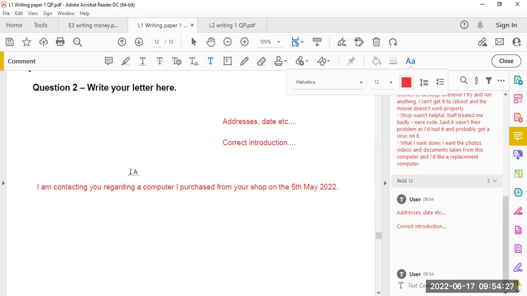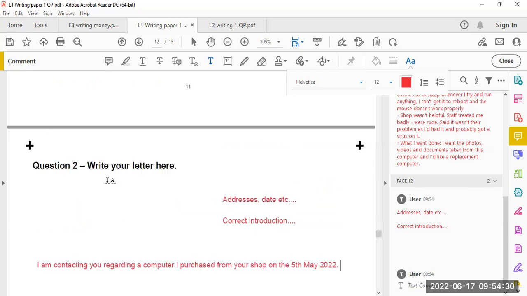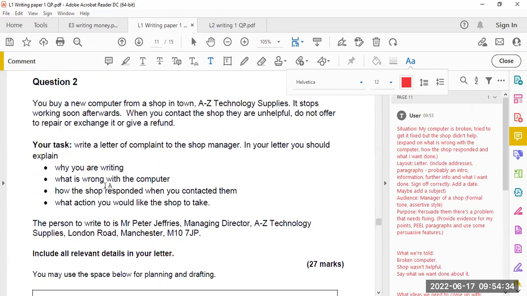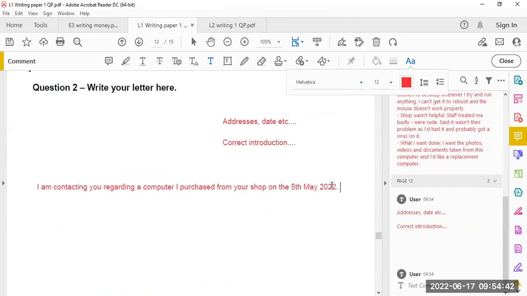I'm contacting you regarding a computer I purchased from your shop on 5th of May 2022. And this shop is AZ Technology Supplies, but we're writing to the managing director of AZ Technology Supplies. So what we can say here is we probably need to give the location of the shop, but we don't need to specify the name of the shop because, you know, it's a chain.